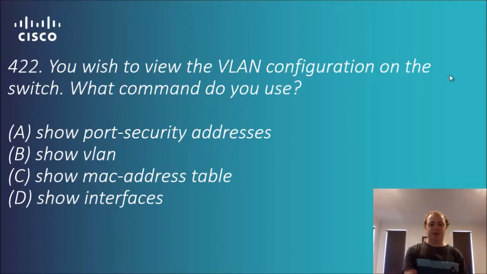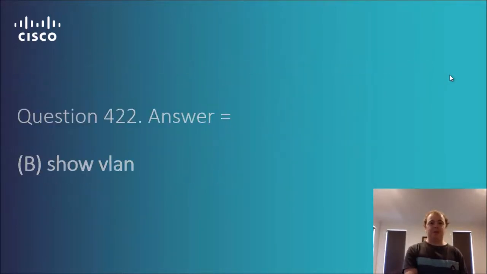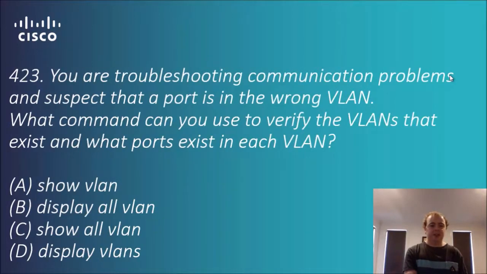422, you wish to view the VLAN configuration on the switch. What command do you use? We've got show port security addresses, show VLAN, show MAC address table, show interfaces. VLAN configuration, this one's basically as it says it, B. No rocket science to that one, which is nice.